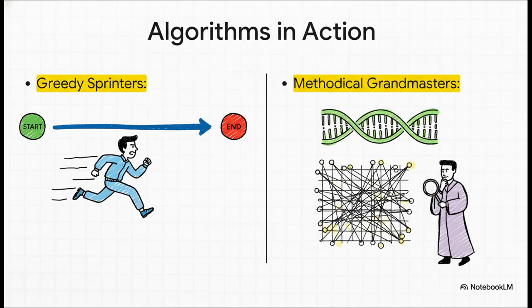And you know what? You see these strategies everywhere. A greedy sprinter is at work in a lot of GPS systems, just picking the next closest turn to get you there fast. But for really complex problems with huge consequences, I'm talking about things like analyzing DNA to find the longest common sequence between two strands for, say, genetic research, you absolutely need the exhaustive power of the Grandmaster.